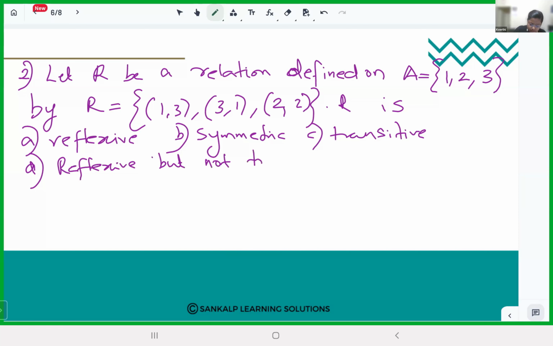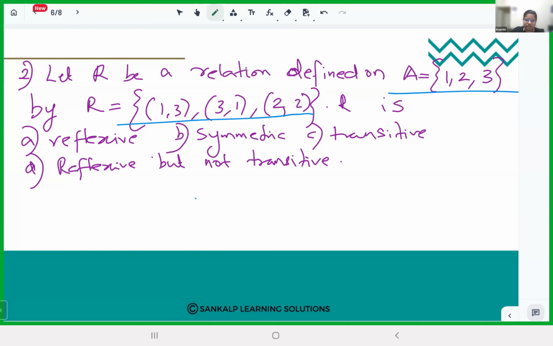Okay, so they are given a relation in the set builder form. It is given as {(1, 3), (3, 1), (2, 2)}, and it is defined on set A. Set A contains only three elements, 1, 2, 3, and on this set a relation R is defined. Now we have to check whether the given relation is reflexive, symmetric, or transitive. So how will you check this?